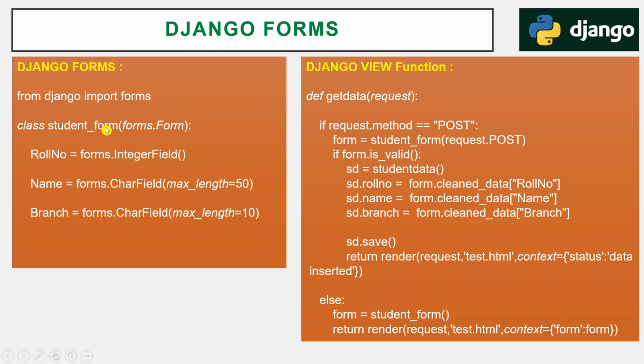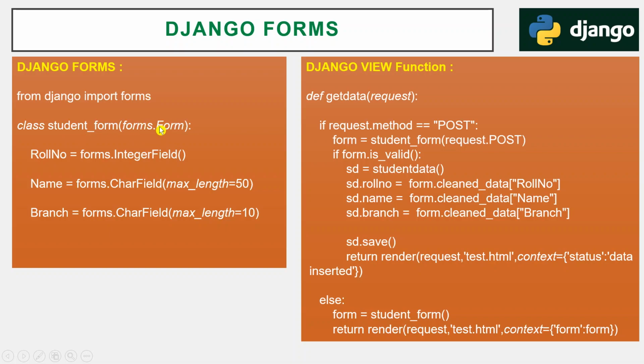The student_form. As in the case of models, the model class name becomes the database table name in the concept of Django models. But here in forms, the student_form will become the form name, and we are inheriting from forms.Form, right?